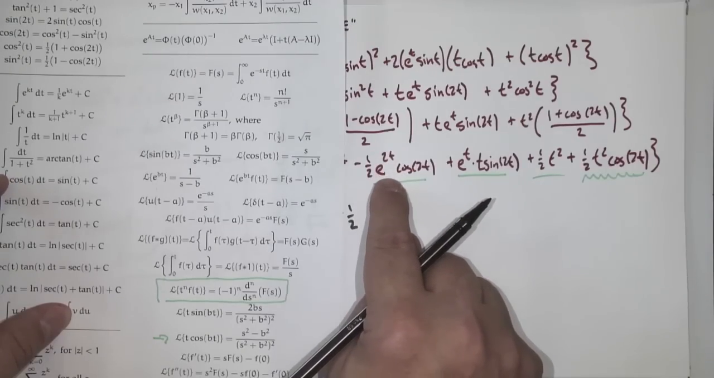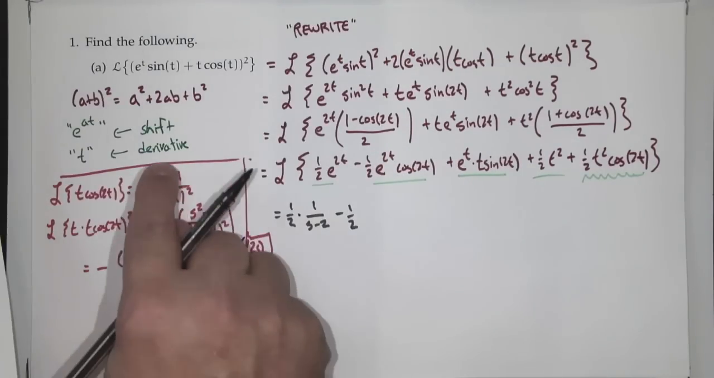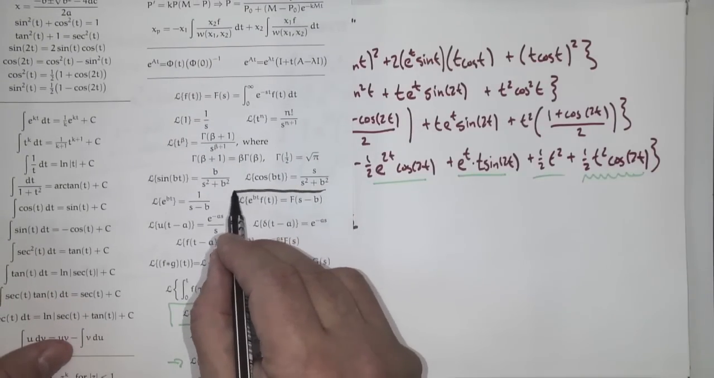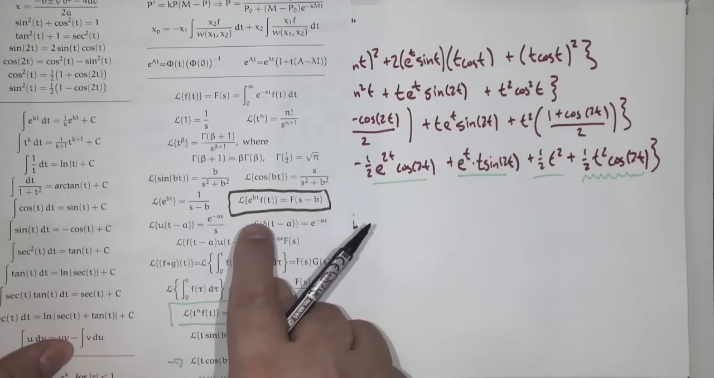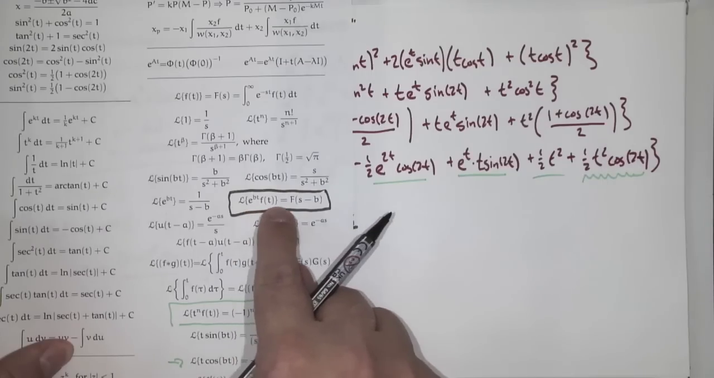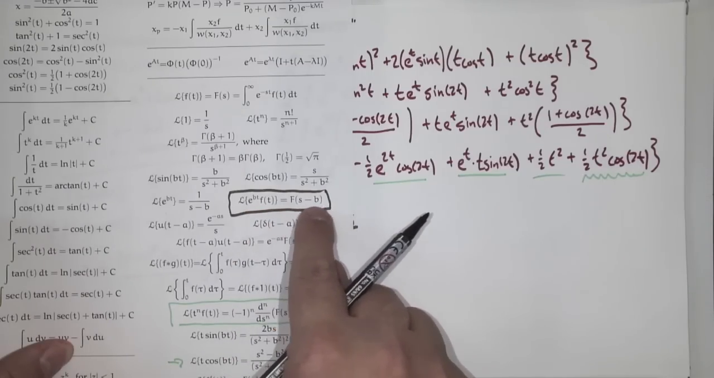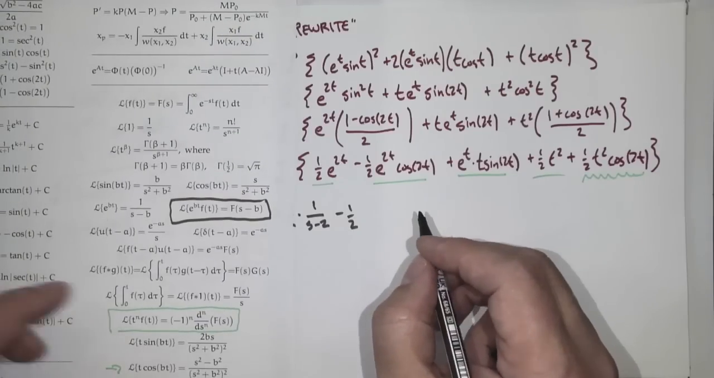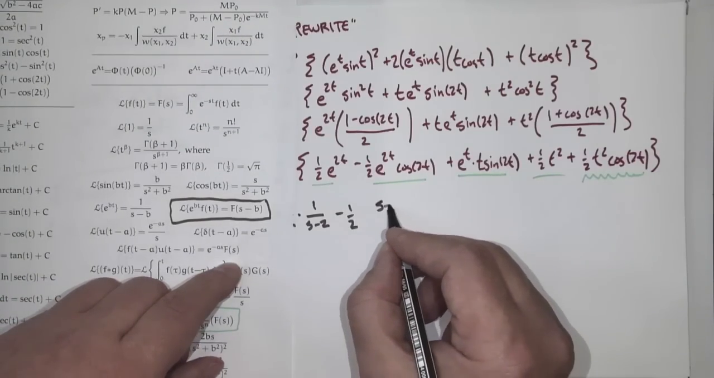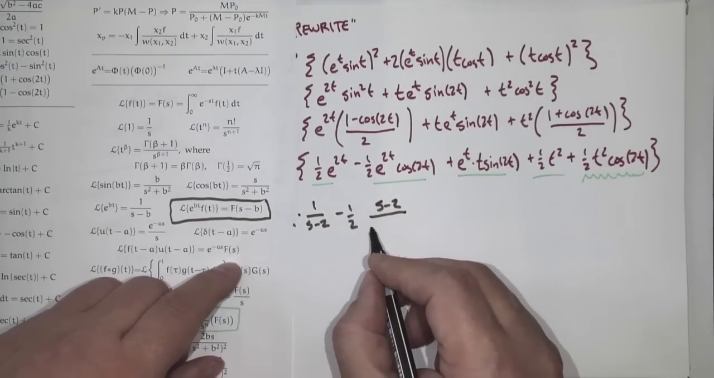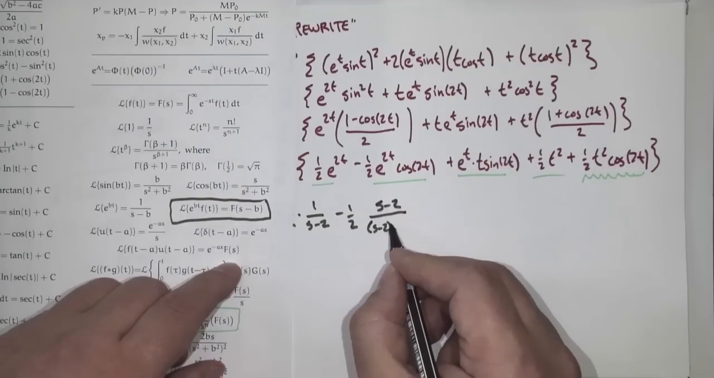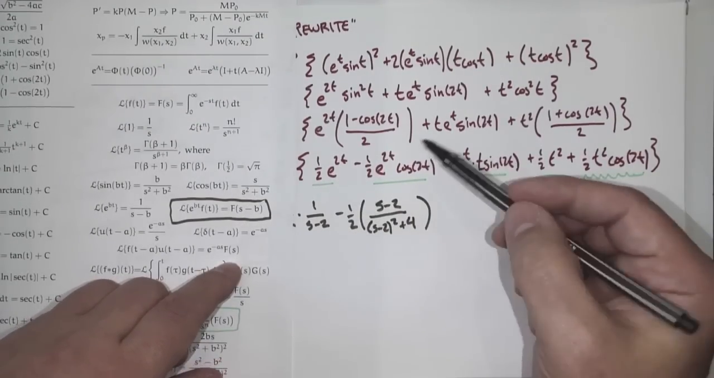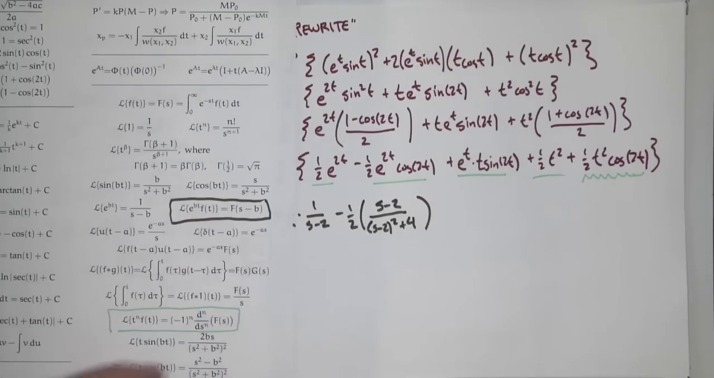But because we're multiplying by the exponential, remember we said exponentials equal shift. So this part that says exponentials equal shift is this piece right here. e to the 2t times something, we're going to replace everywhere we see s with s minus 2. So we would have s minus 2 divided by s minus 2 squared plus 4. Okay, that's the e to the 2t cosine 2t.